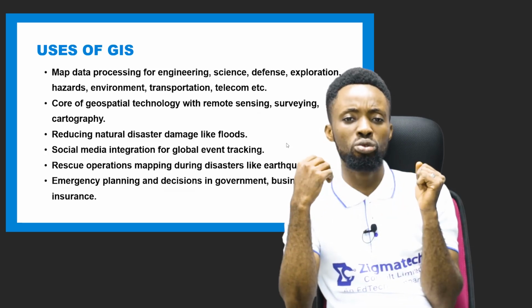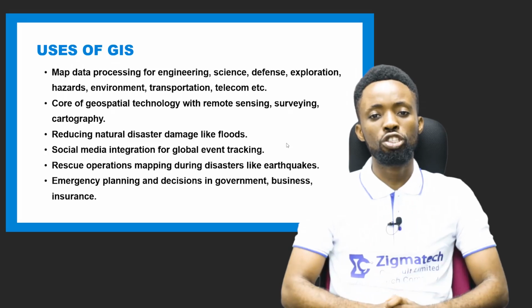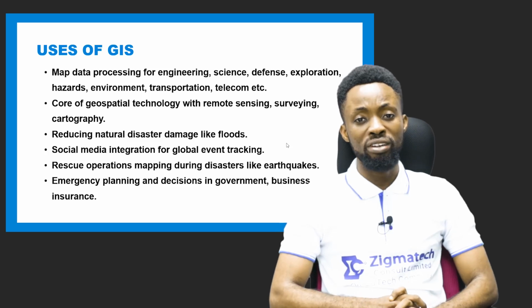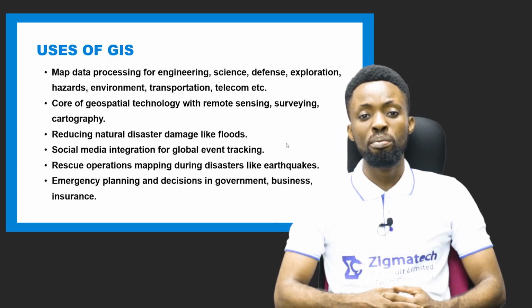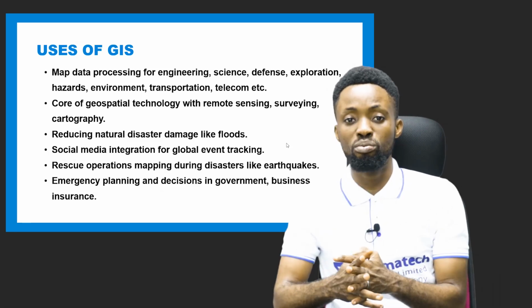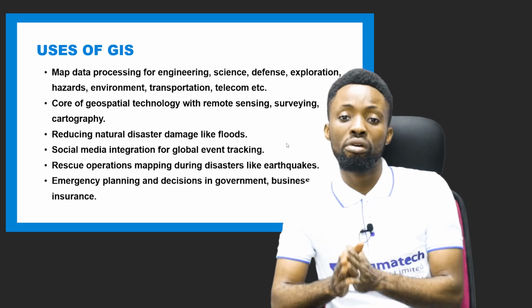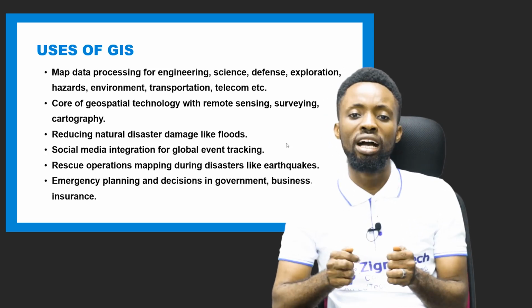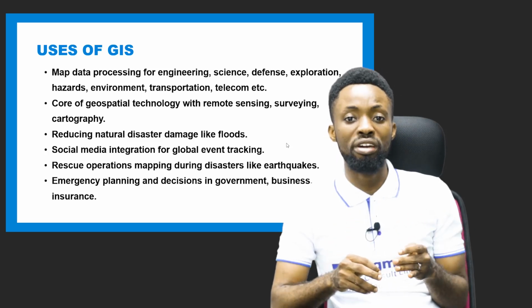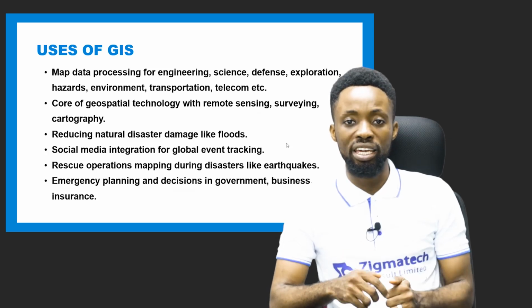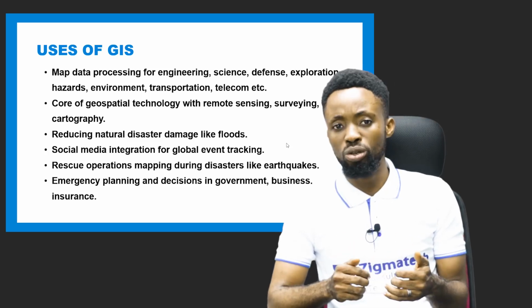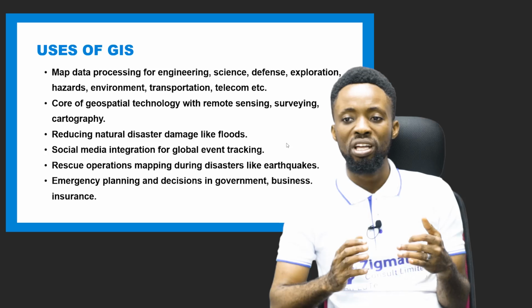And also GIS helps us environmentally to reduce natural disasters and damage like flooding. Now let me give an instance. With the help of GIS, we can easily predict if we will have flooding or not. We can even easily predict things like earthquake. We can predict things like hurricane, and from this data we get from these natural events, we can easily plan ahead, to safeguard humanity and also safeguard our environment. So it helps a whole lot to reduce natural disasters.